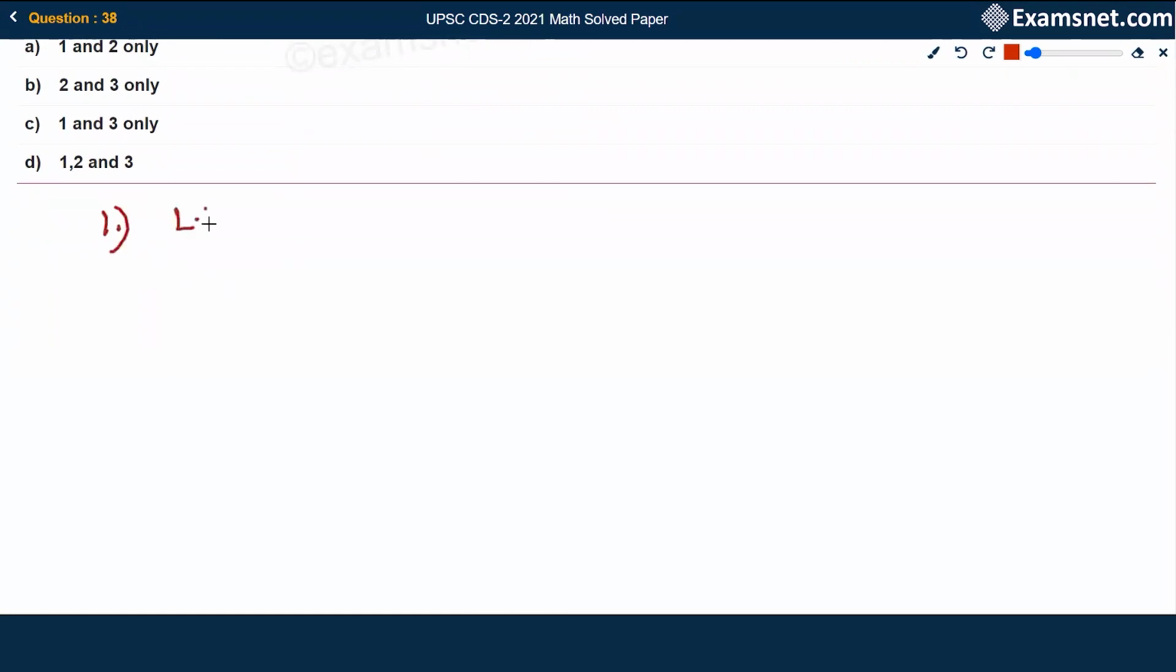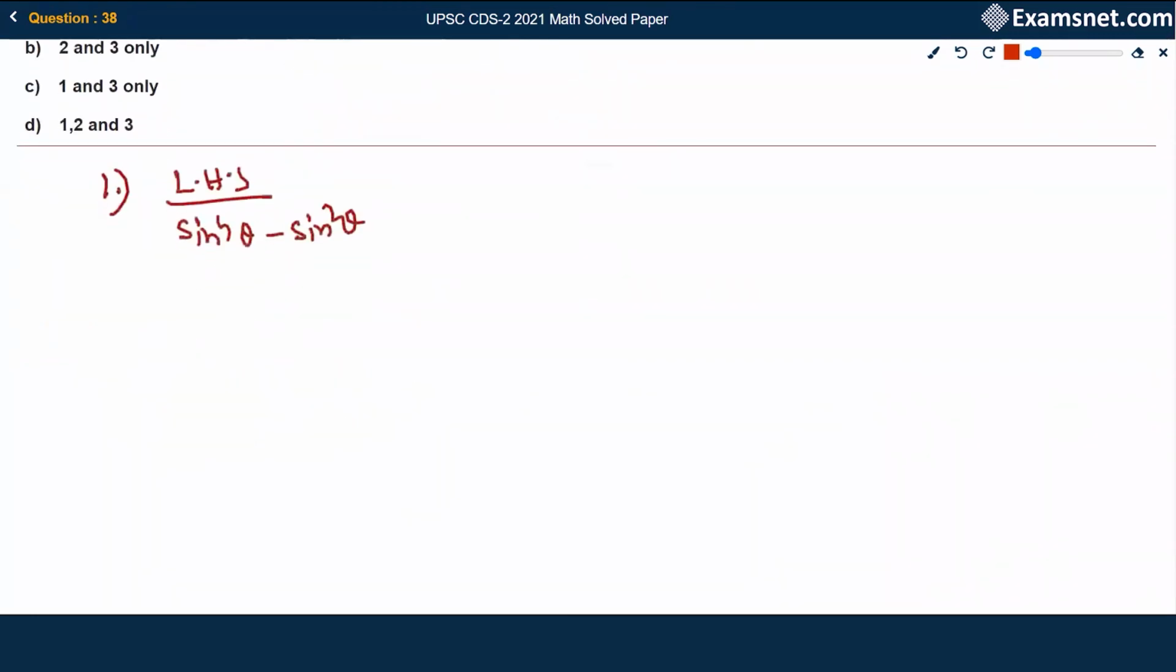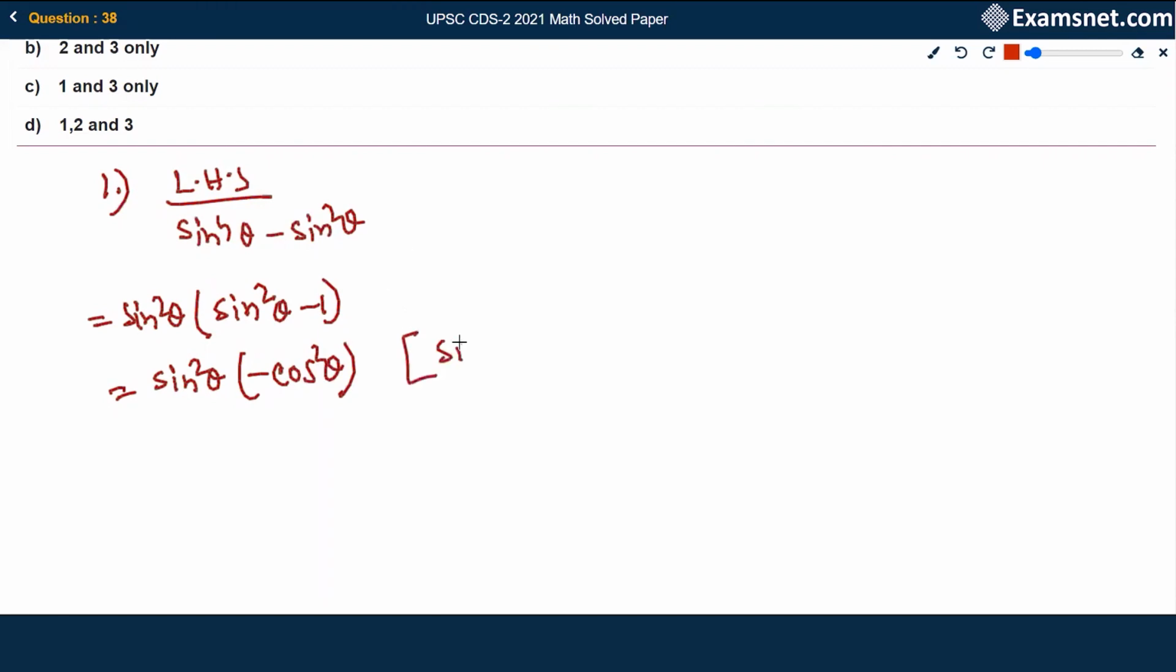the first statement, LHS. In LHS, it's given sine to the power 4 theta minus sine square theta. After taking sine square theta common, we can write sine square theta times sine square theta minus 1. We'll be getting sine square theta times minus cos square theta, because we know sine square theta plus cos square theta will give us 1. So minus sine square theta cos square theta.